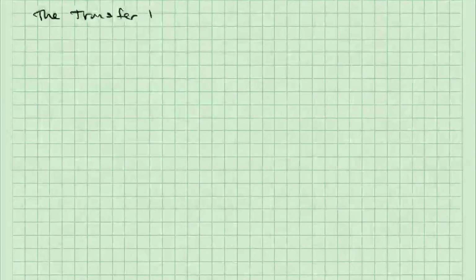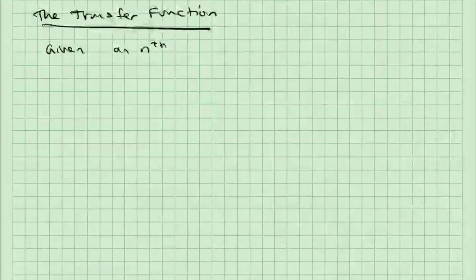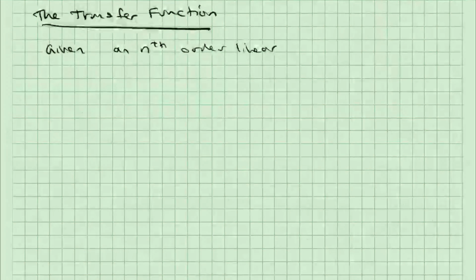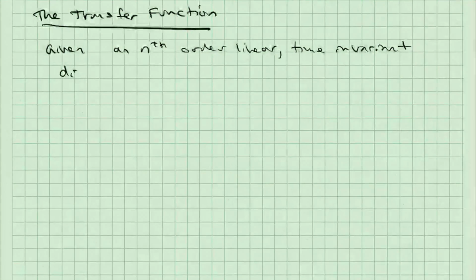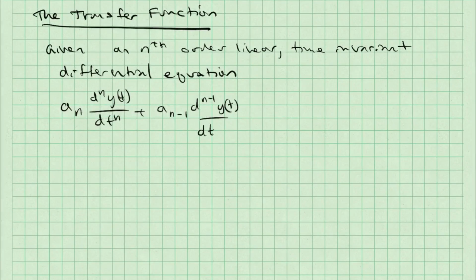In this video, I'm going to talk about the transfer function. To understand the transfer function, we start with an nth order linear time-invariant differential equation. It looks like a sub n multiplied by the nth derivative of y with respect to t, plus a coefficient a sub n minus 1 multiplied by the n minus first derivative of y of t, and so on all the way down to a sub 0 multiplied by the 0th derivative of y, which is just y of t.